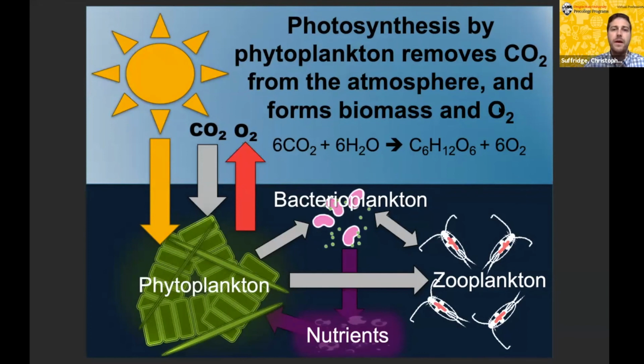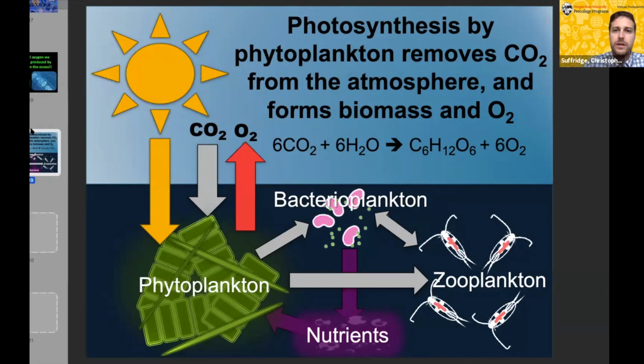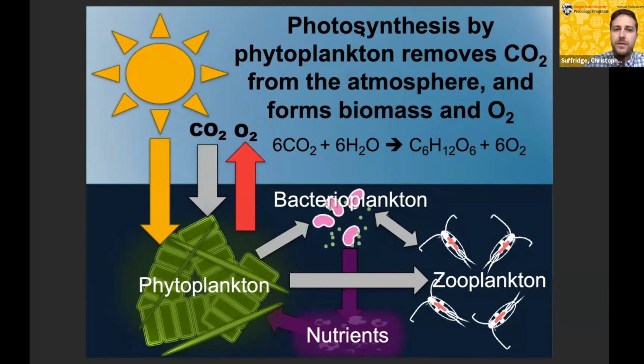There we go. So how does this work? Photosynthesis by phytoplankton removes carbon from the atmosphere and it produces oxygen. Same process that trees and grass use. And here's the equation for it right here. We take carbon dioxide from the atmosphere, we take sunlight, phytoplankton then convert that carbon dioxide into biomass, sugar, and they release oxygen as a product.